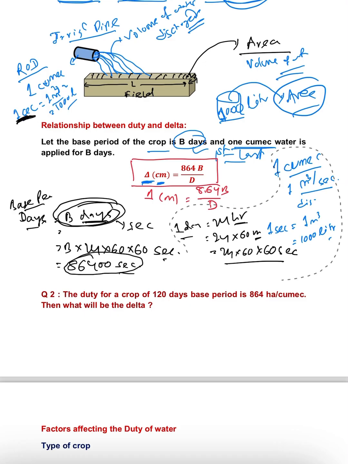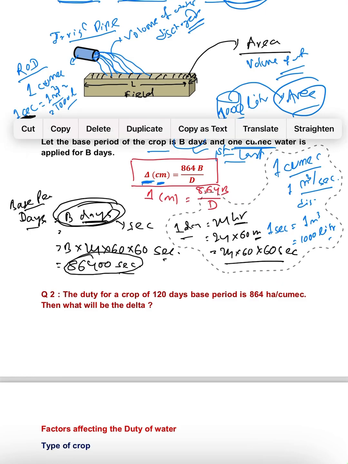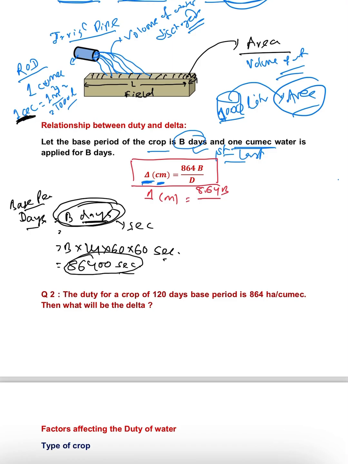As you know, what do we mean by delta? I have already told you. Delta means the depth. Yes or no? Depth, as you know, and how will you calculate the volume? Volume is equal to area into depth. That means delta, which is the depth, is equal to volume divided by area. Yes or no?